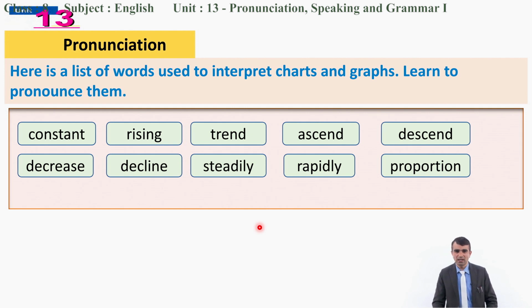Second one, R-I-S-I-N-G. What is it? Again? Let's listen to how native speakers pronounce it. Listen. Rising. How do they pronounce it? Say it again. Good. Rising. Rising. Is it so?